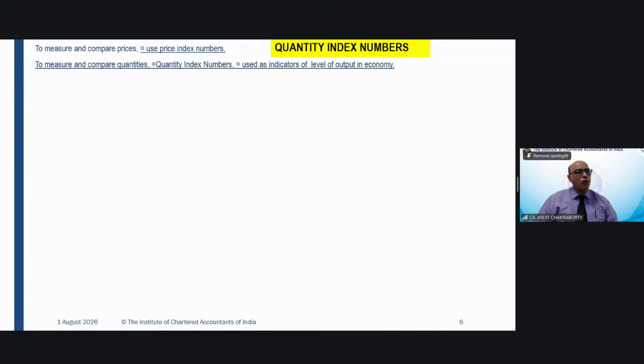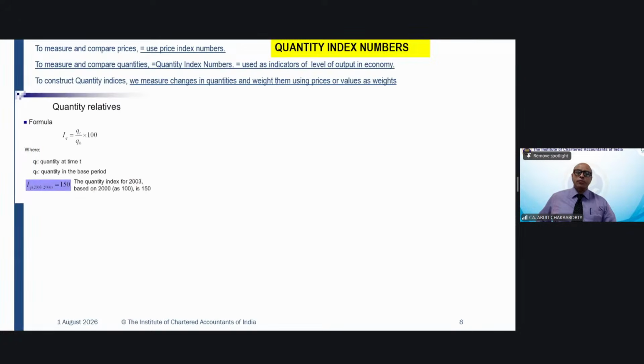So for measuring and comparing prices, yes, we use the price index numbers. And when we want to find out, from the economy point of view, the level of output. Output means production कितना है, dispatch कितना हुआ है, यानी क्वांटिटी को लेके हम लोग काम करेंगे. So for measuring and comparing the quantities, we will use the quantity index number.